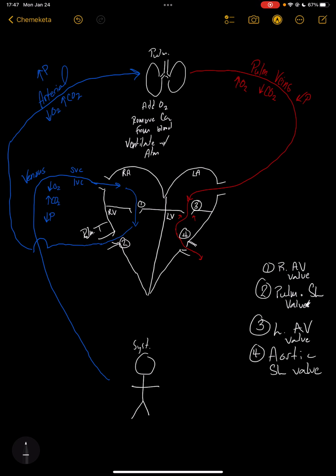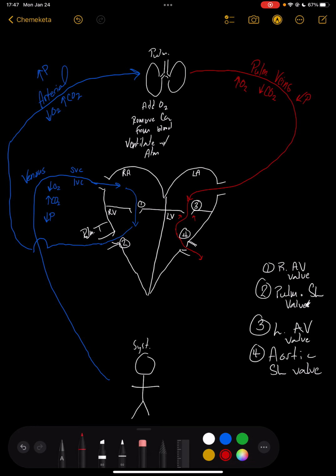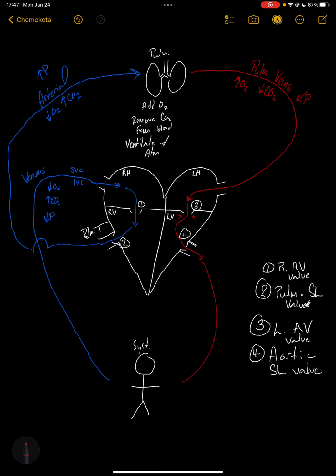Now, I am writing out semilunar valve, but you don't have to. You can just write aortic valve or pulmonary valve, and the semilunar is implied in that. And that blood will then go into the aorta and go out to the body. Wherever in the body it's needed, anything that is not in the lungs exchanging gas. And I say exchanging gas because even the lungs have tissue that need to get supplied with their own oxygenated blood. So there actually is a systemic circulatory path to the lungs.